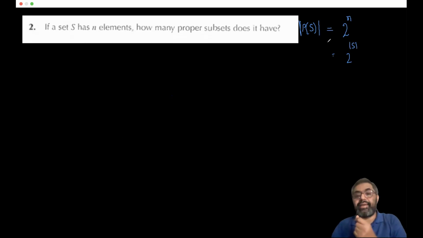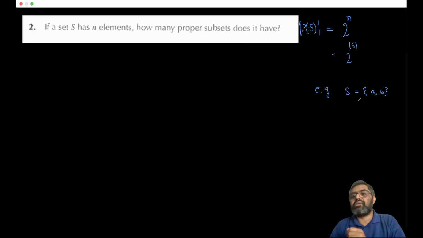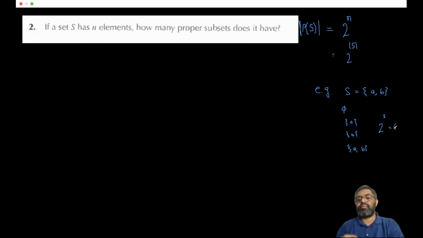So if we have a set, for example, S has 2 elements, let's call them A and B. How many subsets are we going to have? Empty set, set {A}, set {B}, and {A, B}. So 1, 2, 3, 4, we have 4 subsets. So 2 raised to the number of elements, which is 2. So 2 squared is equal to 4. We have 4 subsets of set S.